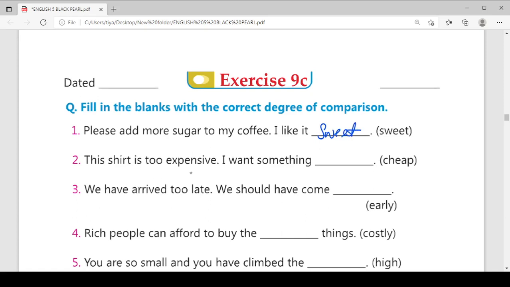This shirt is too expensive. I want something cheaper, because this shirt is too expensive and I want something cheaper, something less expensive then. Okay. We have arrived too late. We should have come earlier. We should have come earlier. Please add more sugar to my coffee. I like it sweeter.